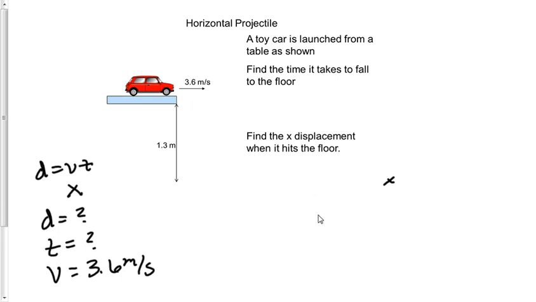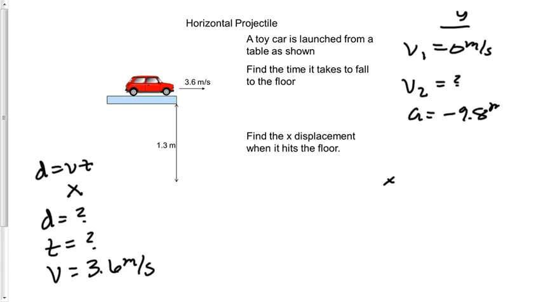Now, what do we know in the y direction? We'll place that over here. In the y direction, since we're giving a push only in the x direction, our beginning velocity, v1, will equal 0 meters per second. We do not know the velocity 2. Acceleration is gravity, negative 9.8 meters per second squared. Displacement will be negative 1.3 meters.